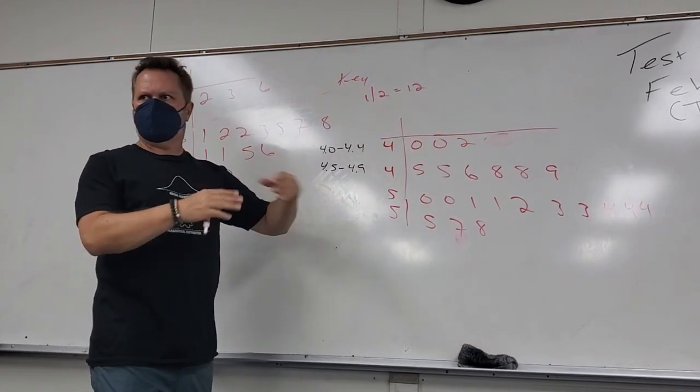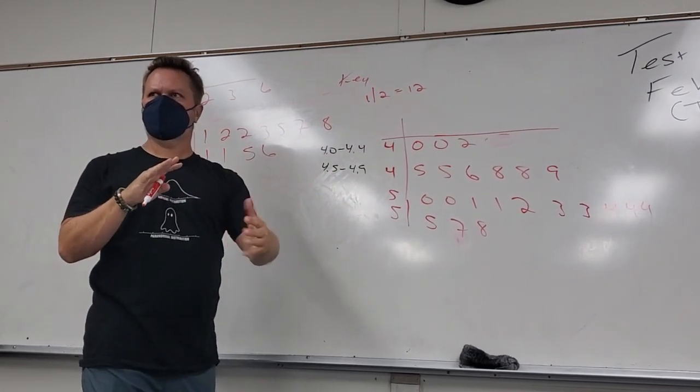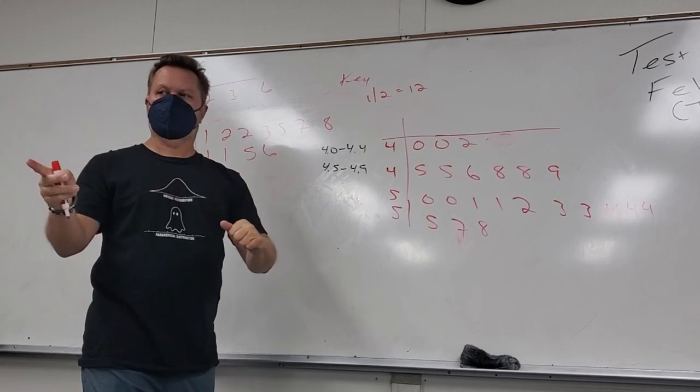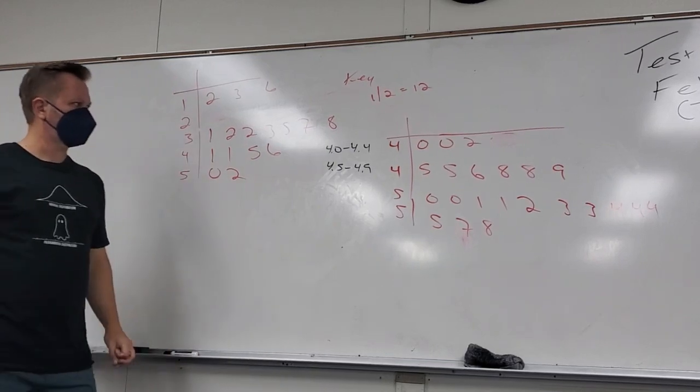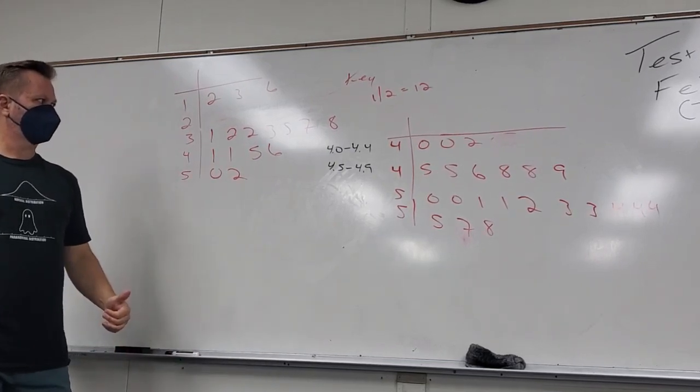there is this flexibility with the stem and leaf. Okay. Yes. So for the 4s, like 4.0 to 4.4, 4.5 to 4.9, how would we do 5? So just do the same thing?